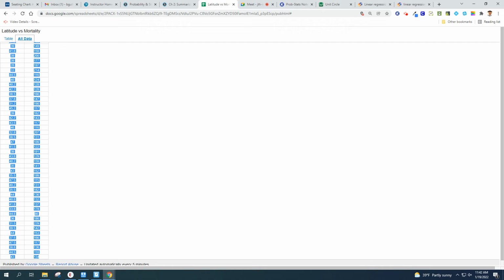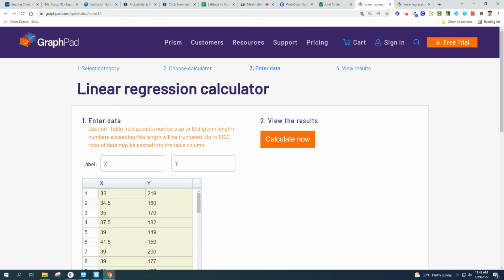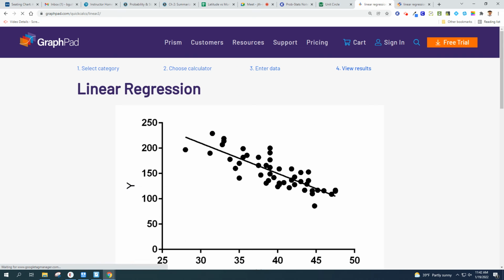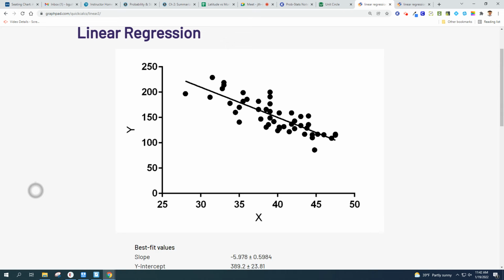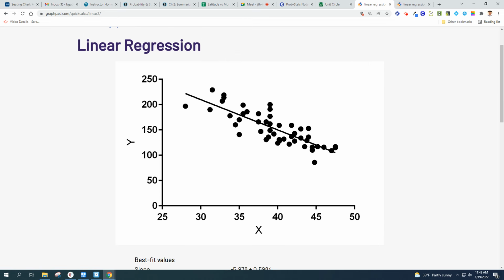But anyway, if you go to here, you can copy this and paste this into the linear regression calculator, which I've already done. And so does that seem to be a positive correlation or a negative correlation? That appears to be a negative correlation. Or as x increases, y decreases. As the latitude increases, the skin cancer deaths decrease. Or as we go north, the skin cancer deaths decrease.